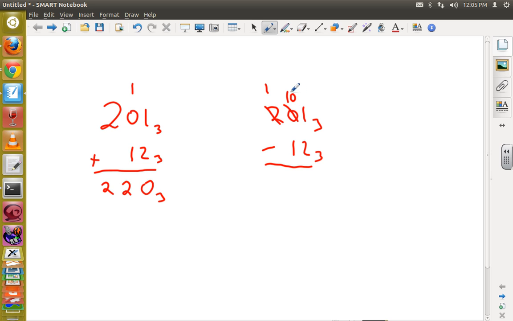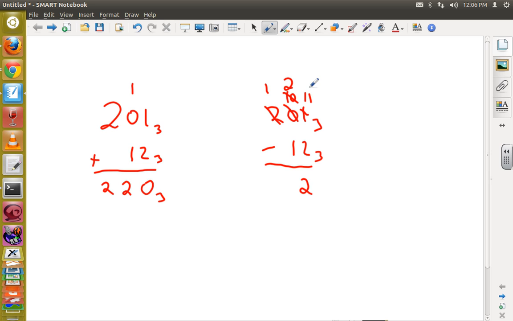But now why did I need that? To borrow for this. So borrow 1 from 10, you get no 9s. 2. And you bring over 10 and 1 is 11. 11 minus 2 is 2.